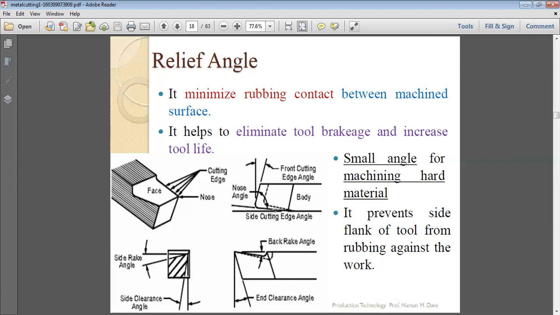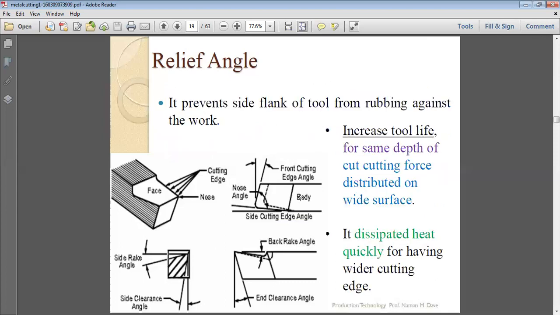So the relief is basically provided on both the sides, that is front and side. It prevents the front lower side of the tool, and secondly the lower side of the side view, from rubbing onto the workpiece in this case. So it prevents the side flank of the tool from rubbing against the work. Similarly, it prevents the lower side of the front view from rubbing directly on the workpiece. So it prevents the side of the tool from rubbing against the work.